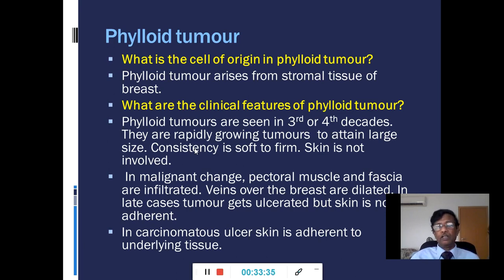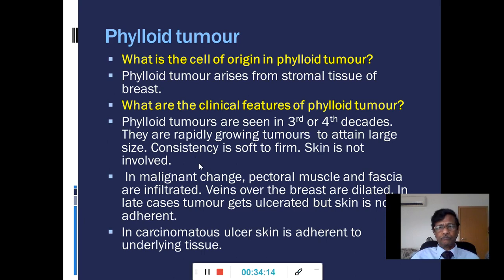So naturally, it behaves like a sarcoma if it turns malignant. So phyllodes tumors need not always be sarcoma. Only 30% of them may turn into sarcoma, 40% are definitely benign, and the remaining 30% are equivocal. Sometimes benign turns into malignancy. So in a patient, only 30% may turn into malignancy, 40% are definitely benign, and the borderline variety is 30%. What are the clinical features of phyllodes tumor?